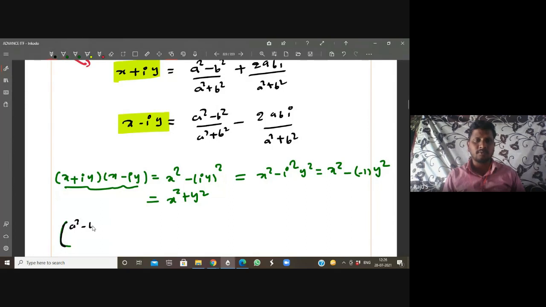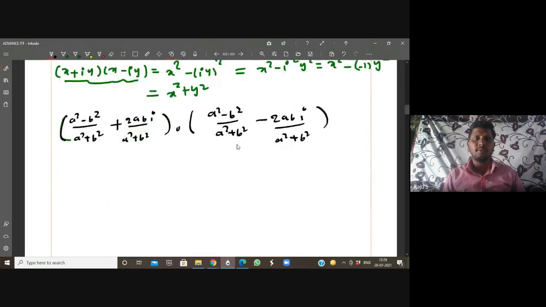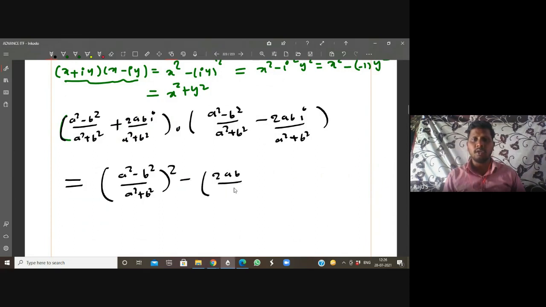Here, a square minus b square by a square plus b square plus 2ab into iota by a square plus b square, into a square minus b square by a square plus b square minus 2ab into iota by a square plus b square. Now what do you observe here? This is in the form of a plus b into a minus b. So what is the value? A square minus b square by a square plus b square the whole square, minus 2ab by a square plus b square the whole square.